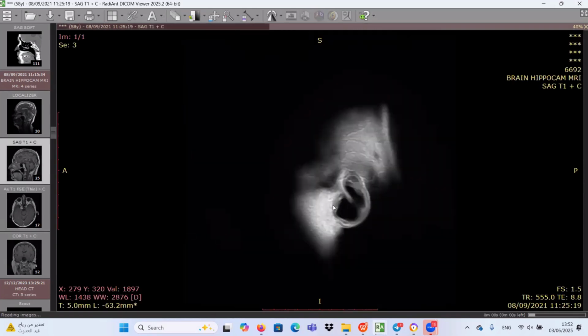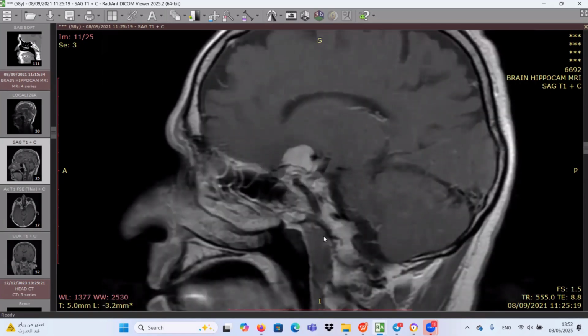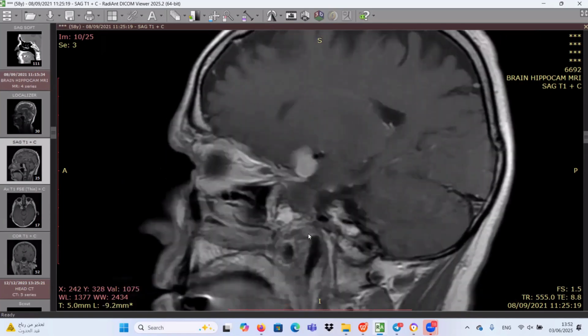So this also has an irregular surface. Yes. And it is large in size. I need to look for the status of the right MCA. Okay. I think this is the MCA. And this is the mass. It looks fine. Okay. Yeah, it looks fine.